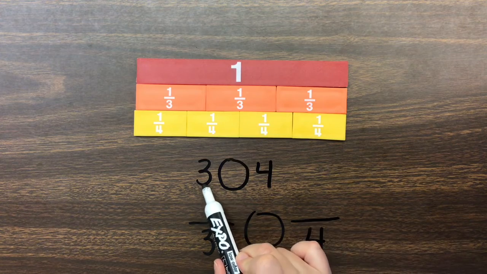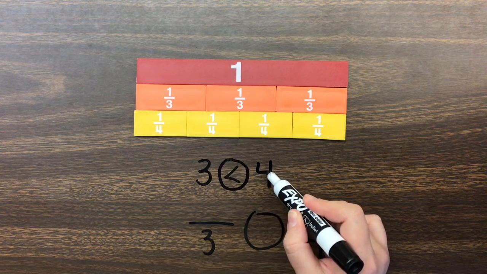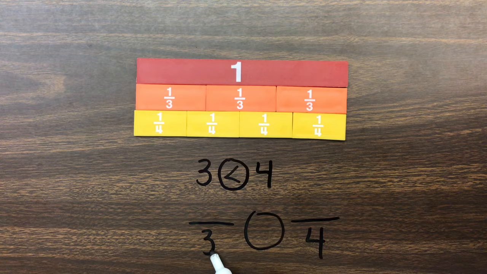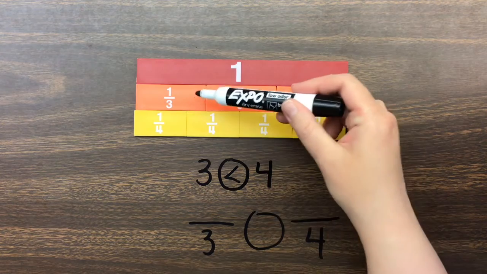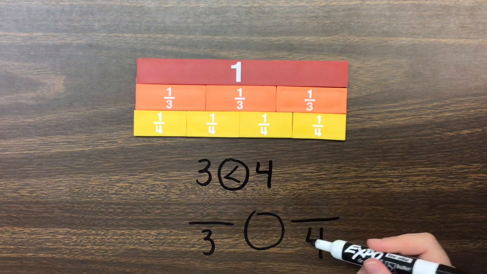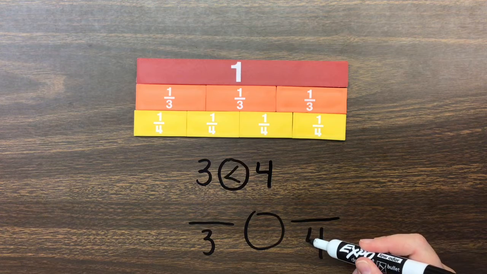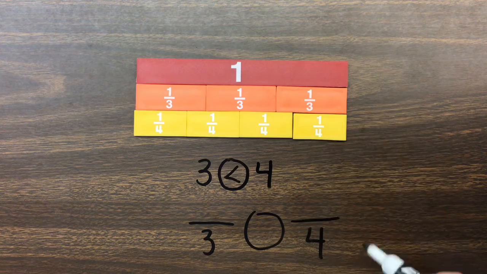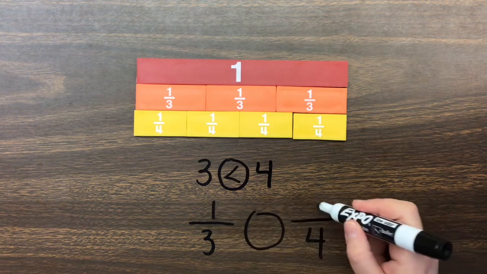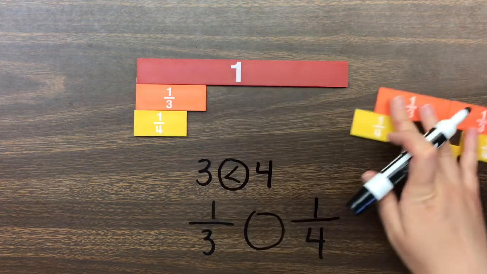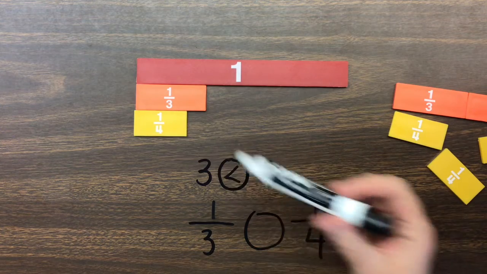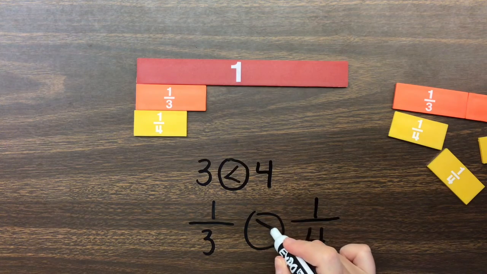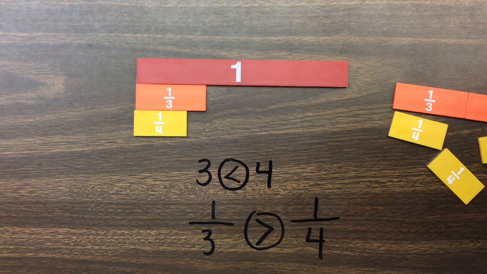And even though 3 wholes is less than 4 wholes, when the 3 becomes a denominator, that actually means that those pieces are bigger sized. Thirds are bigger than fourths. So 4, that means the whole has had to be split into 4 pieces, which means the pieces are a little bit smaller. So when we compare 1/3 to 1/4, we get that 1/3 is greater than 1/4.